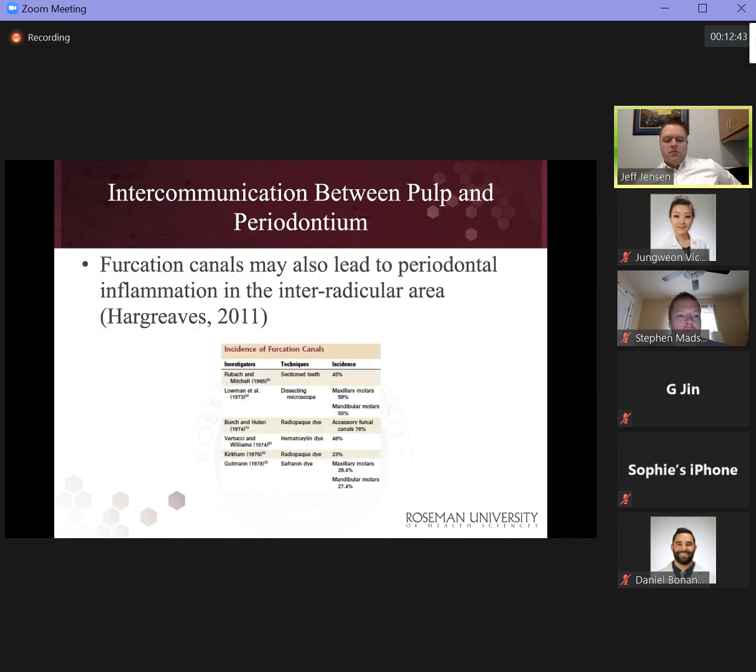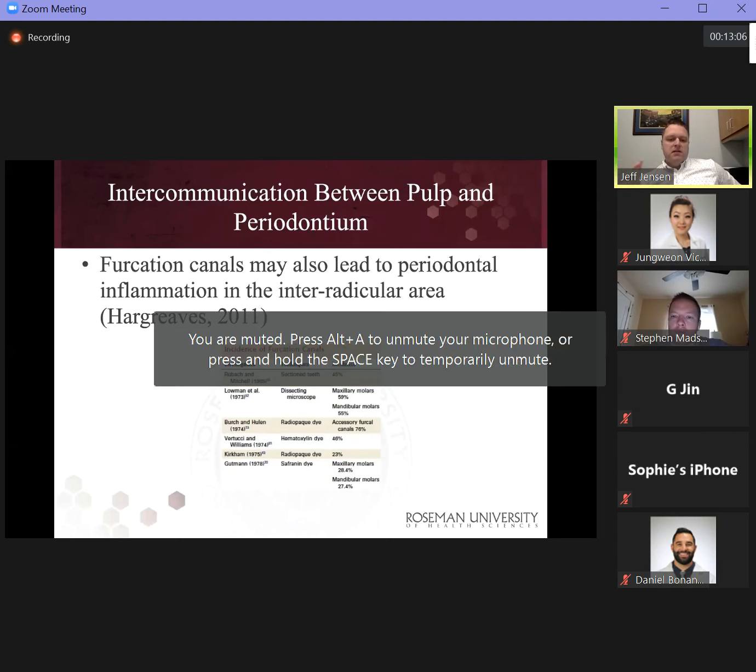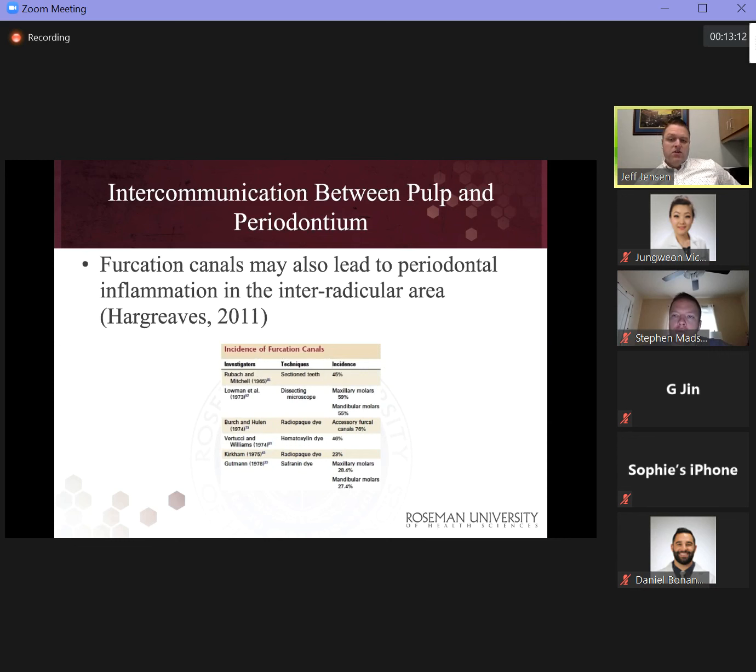Another connection between the two are furcation canals. So a furcation canal is typically found in a molar or a tooth with a furcation, and it goes into that interradicular area. And this paper by Hargreaves kind of was a review of some of these things, but they put in a little table here of incidence of furcation canals, all these different studies that looked at them. And so it's quite common that they found these.